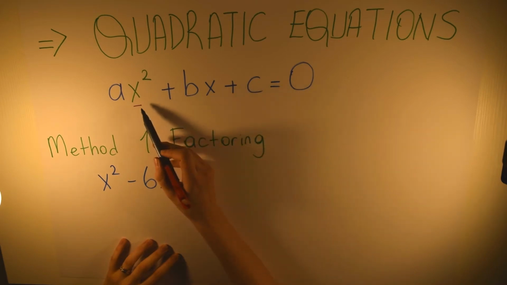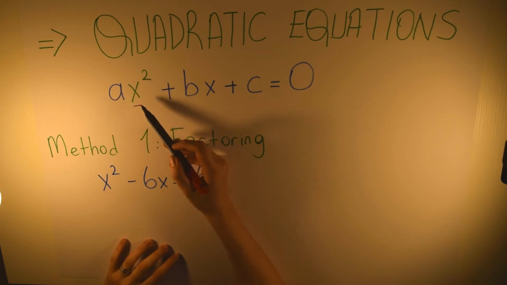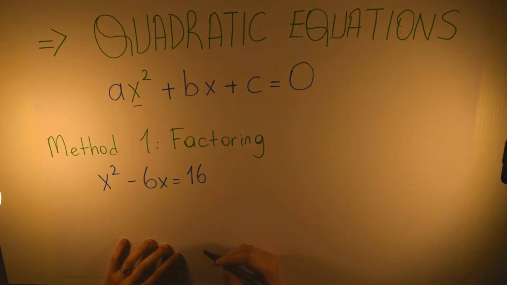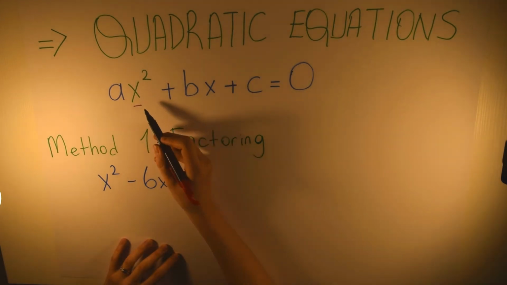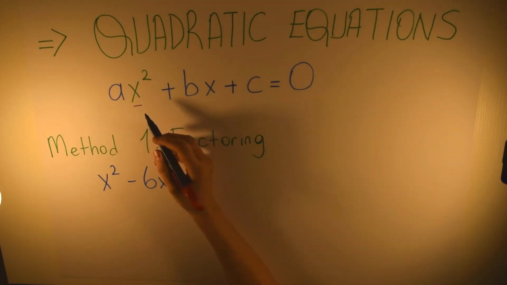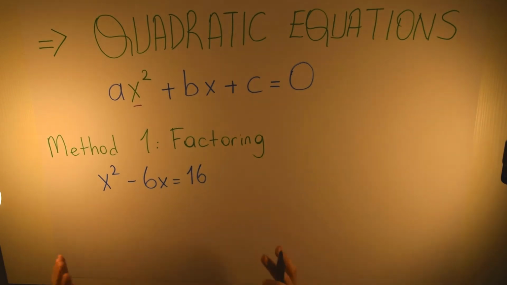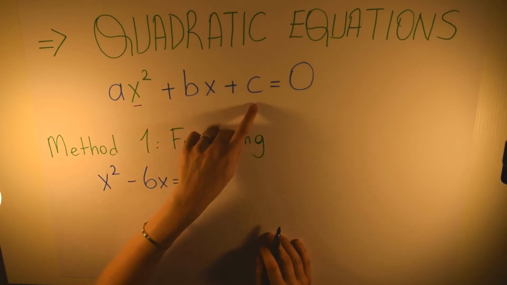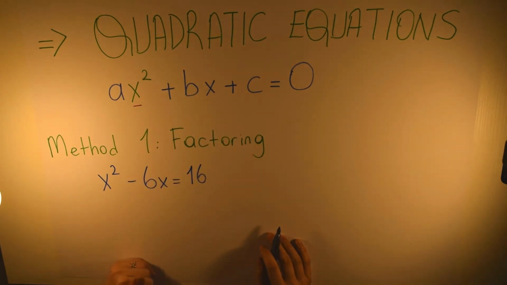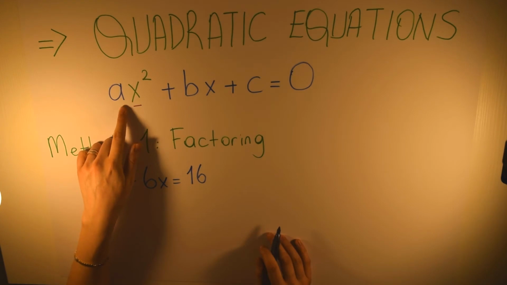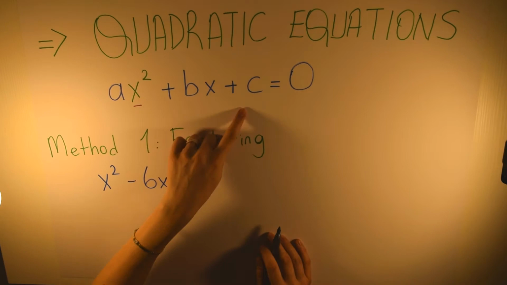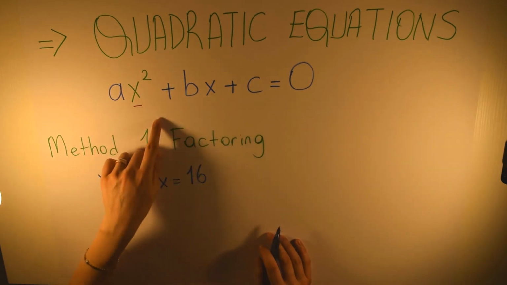As you can see here, we have x as our variable, and its exponent is equal to 2. So the only requirement is that we have this x squared in order to call this equation a quadratic equation. Here a, b, and c are our known values, and a cannot be equal to 0, because when it's equal to 0, this term becomes 0, so it does not make this equation a quadratic equation.